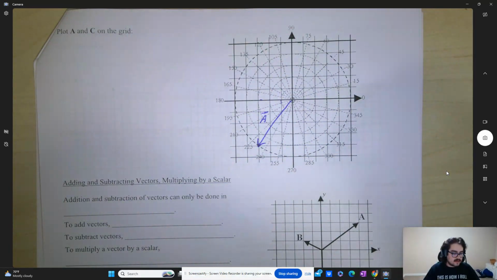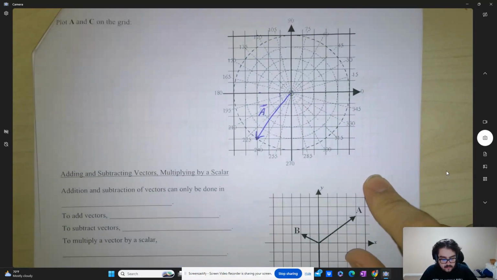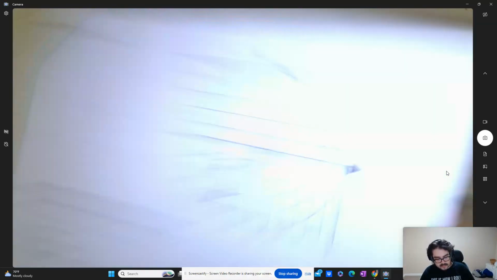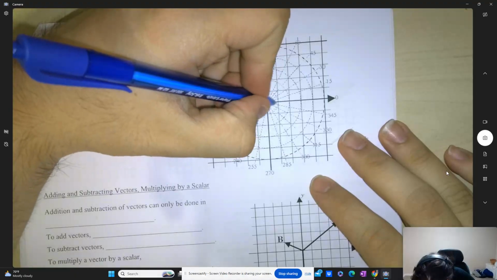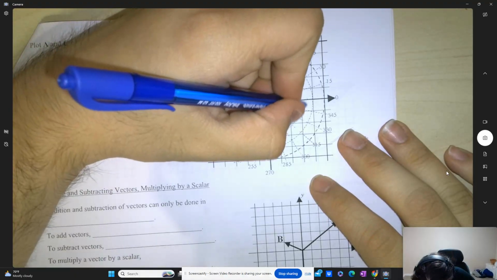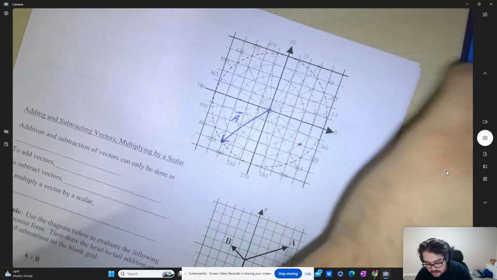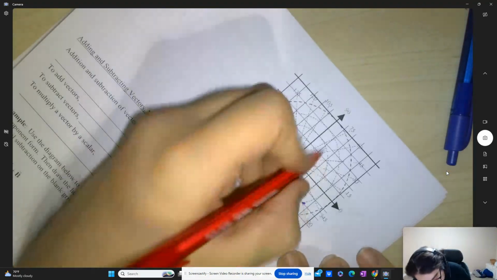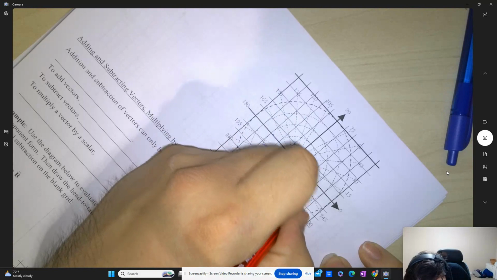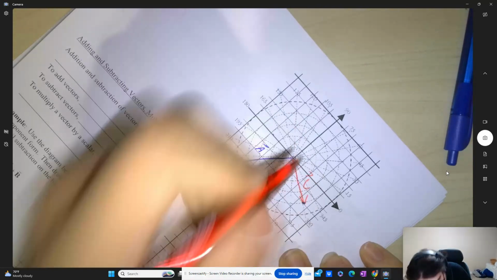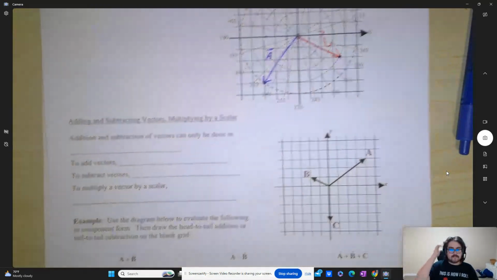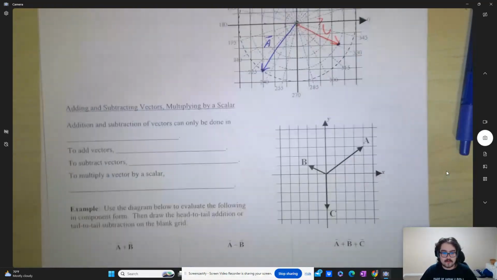And then C, what had a magnitude? Well, we've got the components already. It was 3.5 comma negative 2. So then 1, 2, 3 and a half, 1, 2. So it should be right about there. Okay, so there you go. I just drew them both on that polar coordinate.